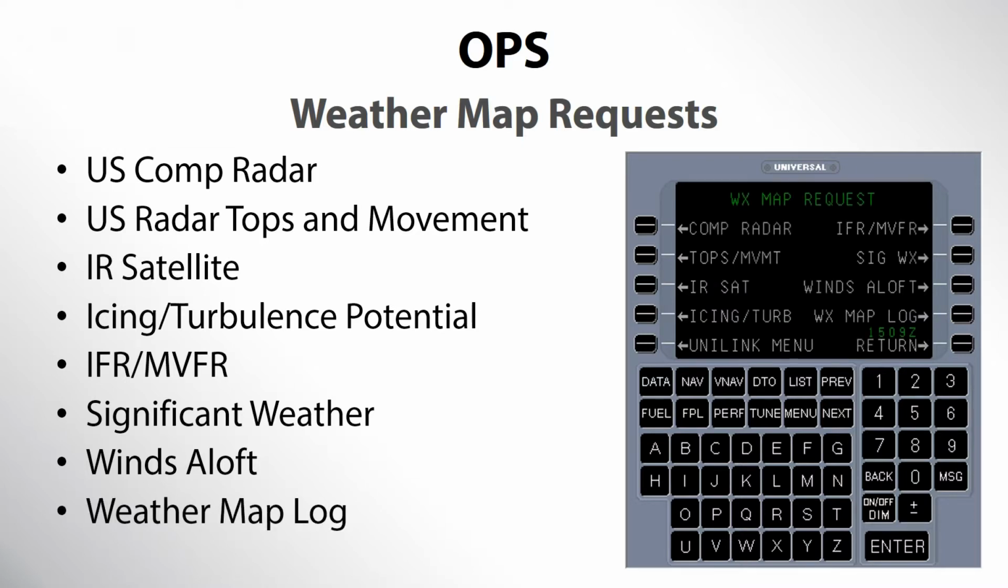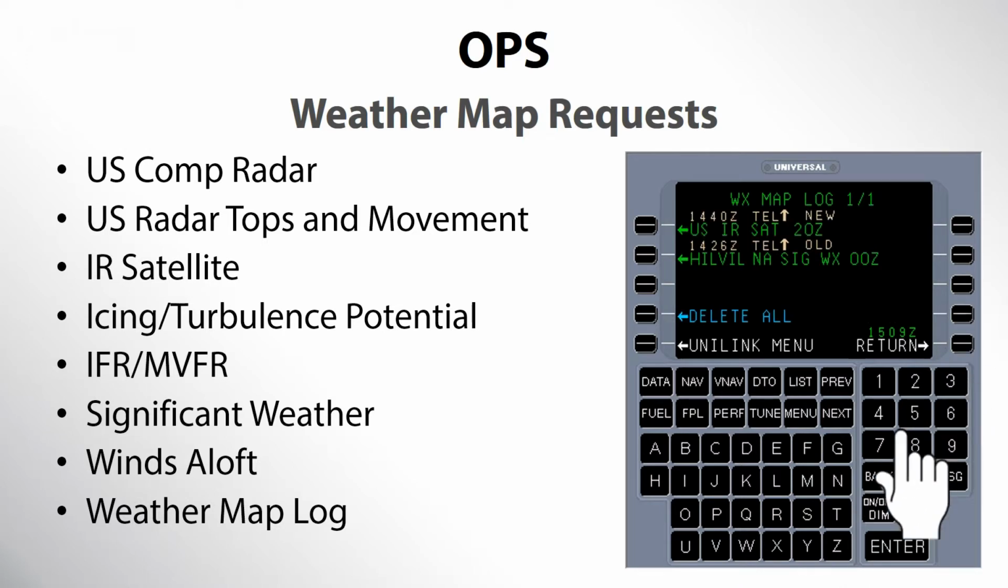The Weather Map Log pages allow the user to select previously uplinked weather graphics for viewing on a CDU, MFD, EFI 890R, or for deletion. Weather map titles are listed in the order they are received, with the last map received appearing first. Unilink stores up to 32 maps. Press the left Line Select key adjacent to the desired weather map.